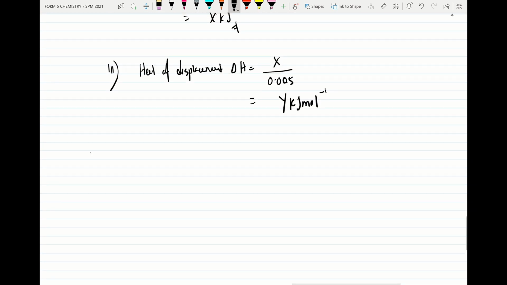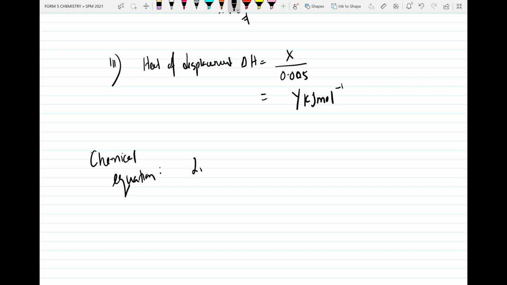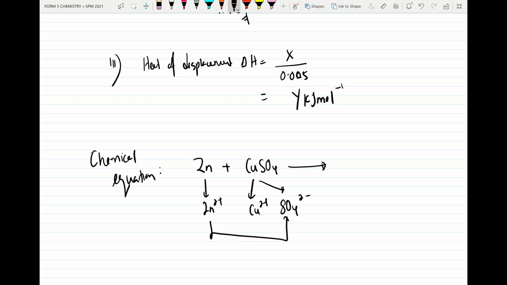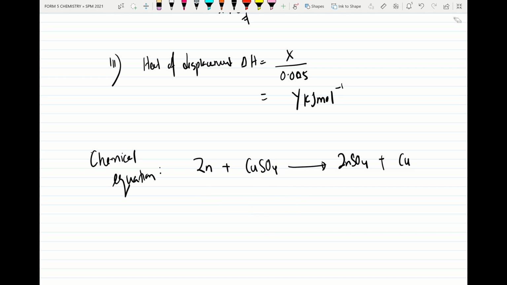Please remember, if they ask for the chemical equation in this reaction, how do we write it? Zinc reacted with copper(II) sulfate solution. I take out the ions: zinc, copper(II) ion, sulfate ion. During the chemical reaction, the zinc ion will join with the sulfate ion, so I get zinc sulfate plus copper. Erase the charges. Check that the equation is balanced: zinc 1, copper 1, sulfate 1. And please remember, this reaction is an exothermic reaction. Therefore, we must put a negative symbol here.